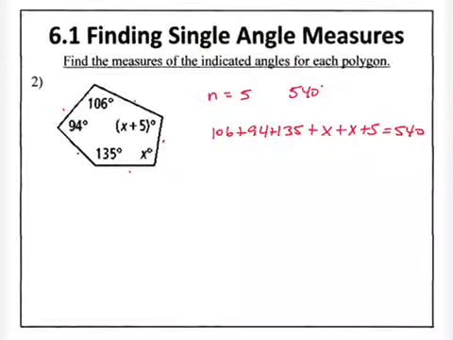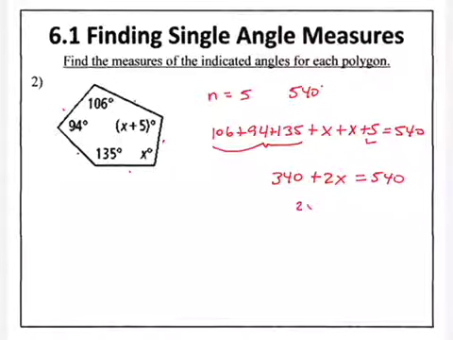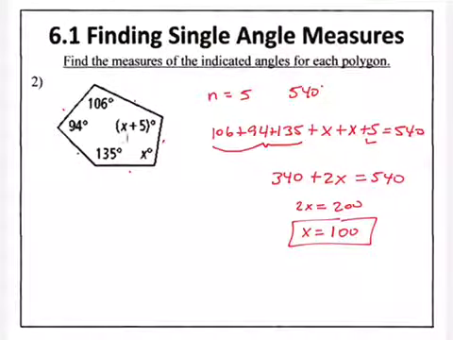We just want to combine like terms, so we'll take the constants, and we've got 340. We'll add the two x's together to get 2x equals 540. We'll subtract 340 to the other side. You get 2x equals 200. So in that case, that means x equals 100. And if x equals 100, we know that this angle here is 105, and this one is just 100.